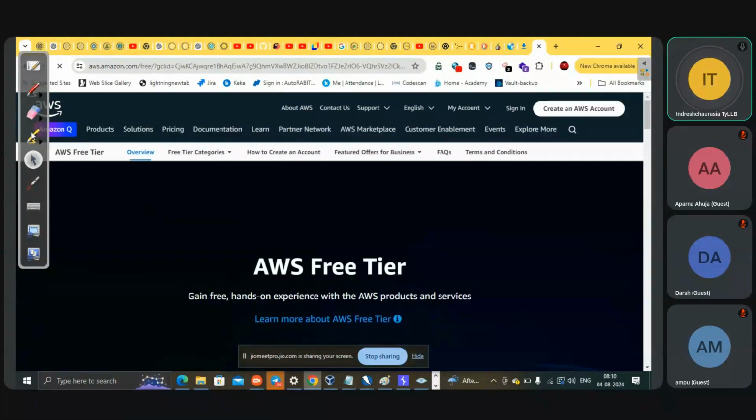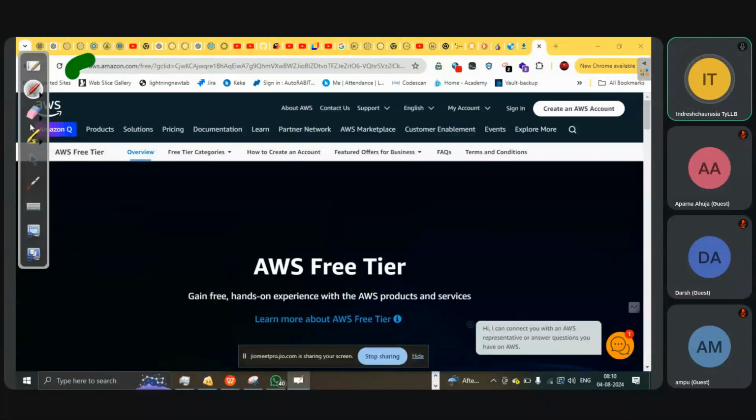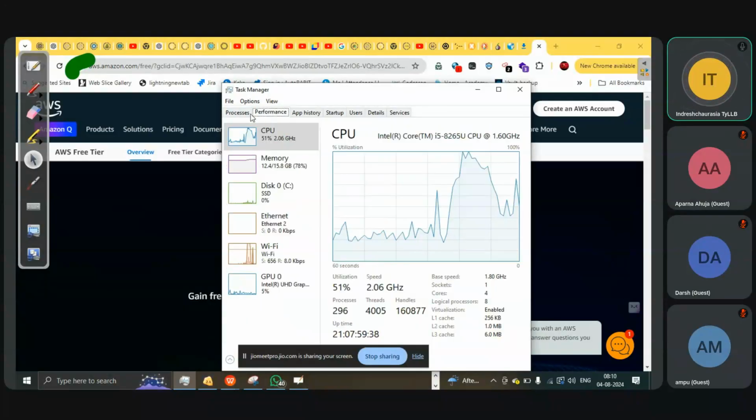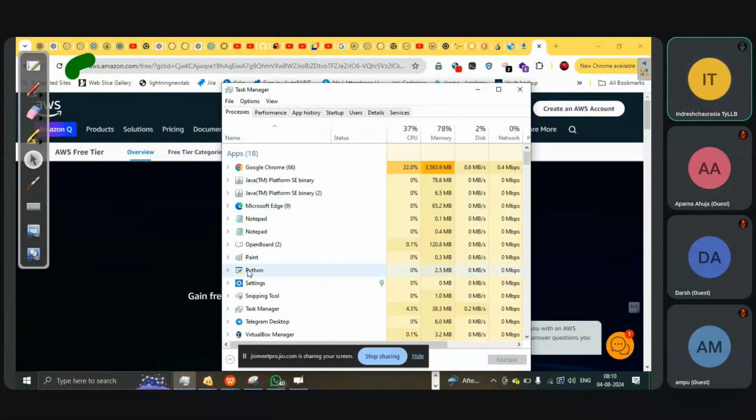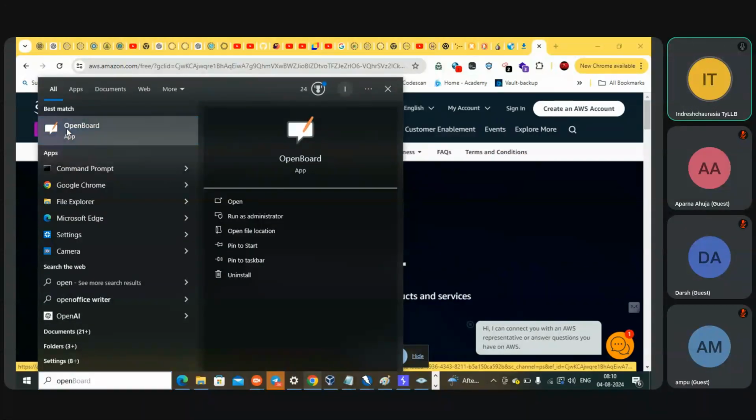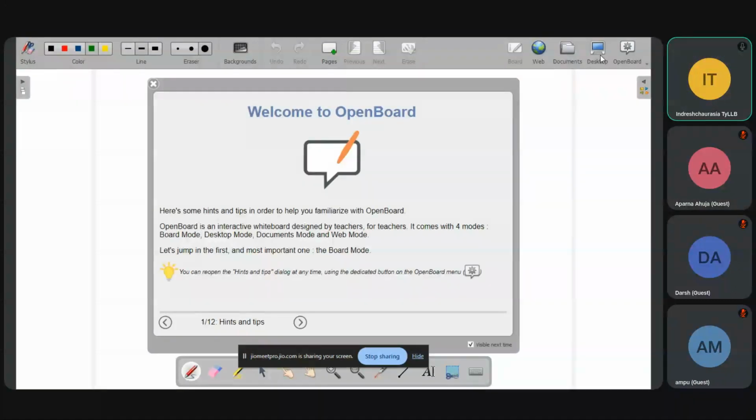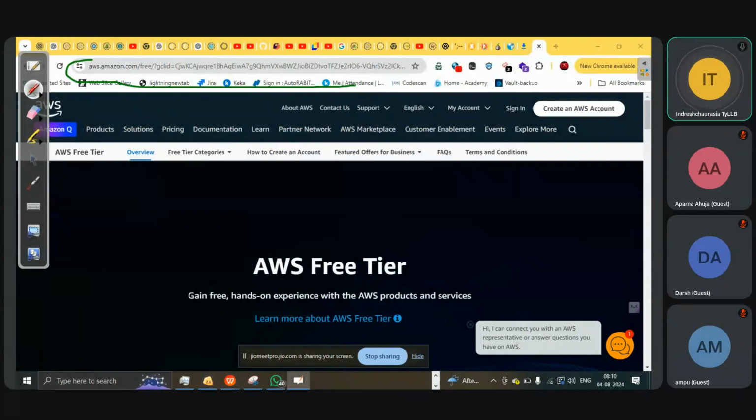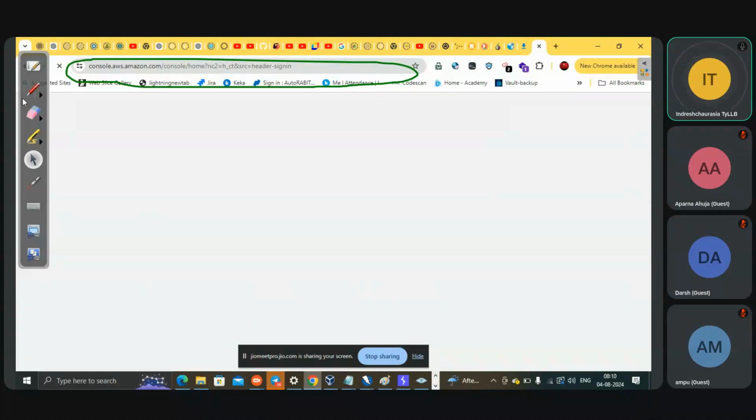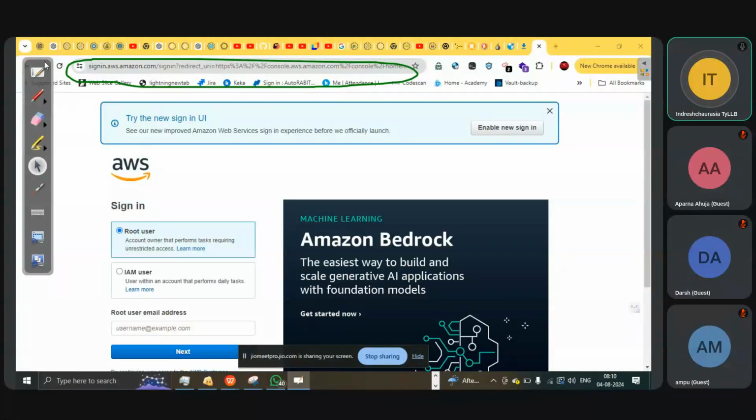See, this is how the portal looks. You don't need to install anything. Just put this URL and you are able to access the cloud. Now I have to sign in. So I will start from the start.